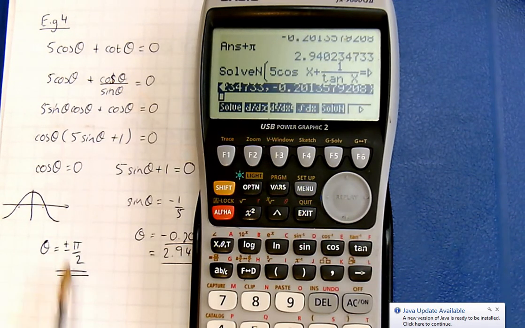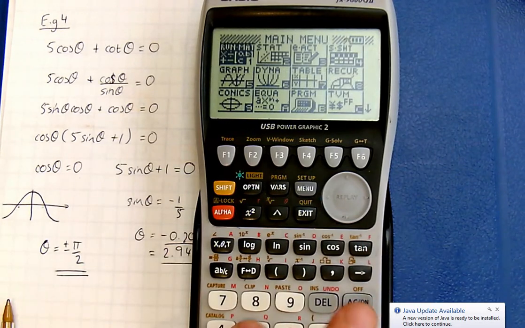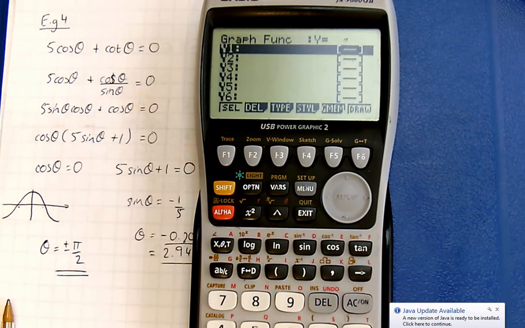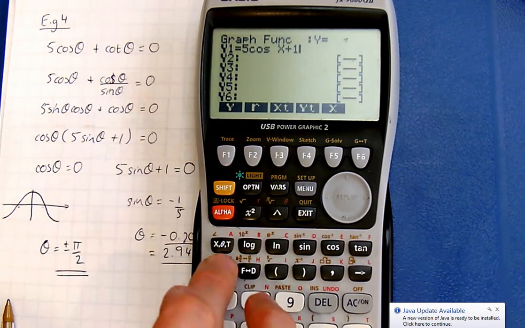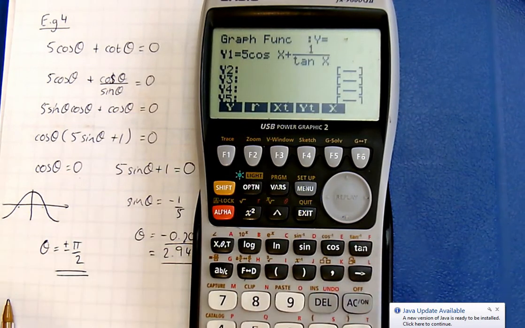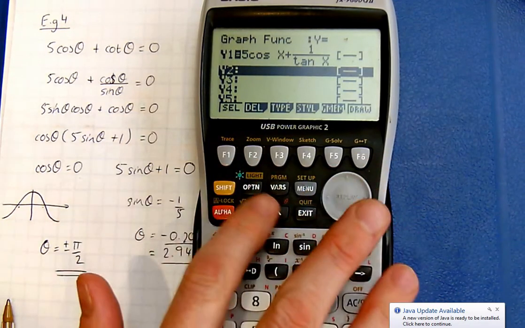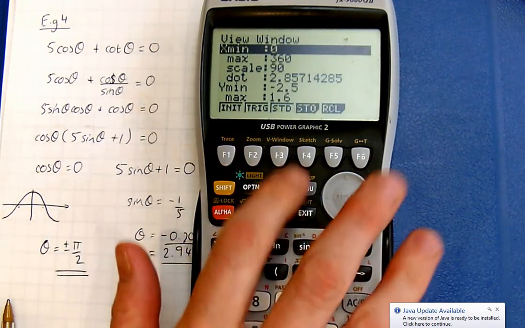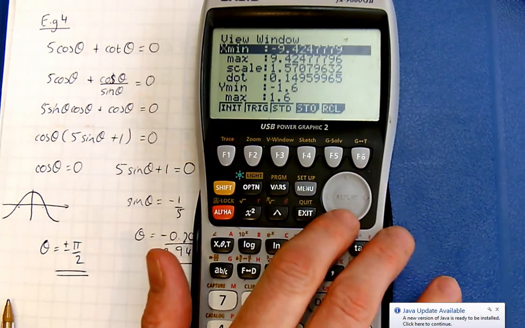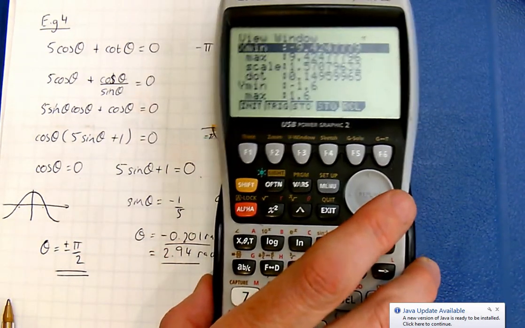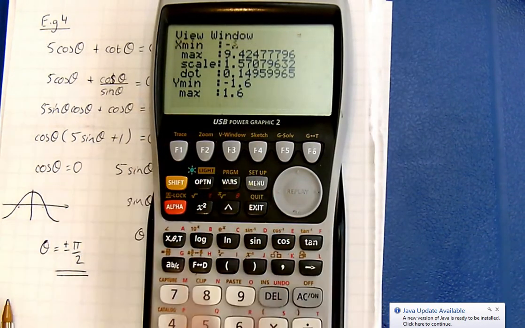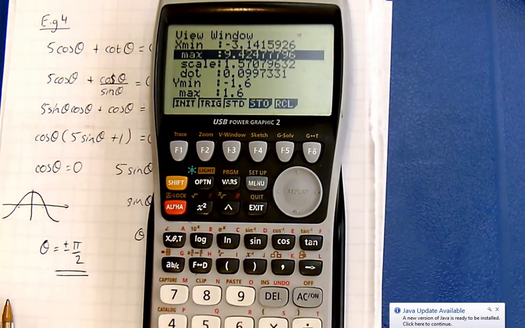But if you wanted to double check, you could substitute pi over 2 in there and you should get the correct answer. Let's have a look on the graph. So we're going to draw the graph of 5 cos x plus cot, so 1 over tan x. Okay, and so we're going to be looking at where it crosses the x-axis. I'm going to make sure that my view window, I better press trig again so I get radians, and I need to definitely go from negative pi to pi.